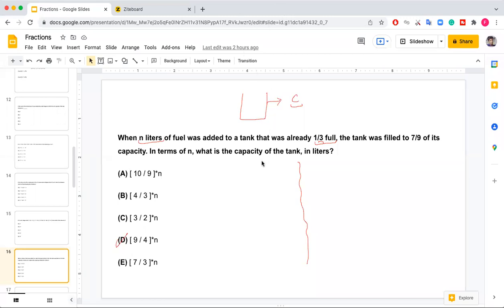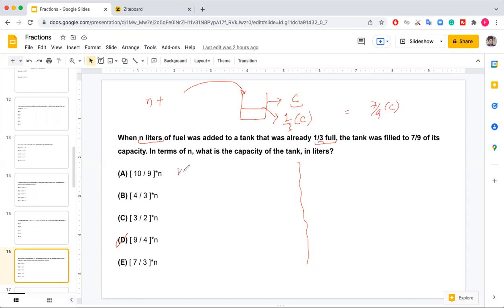Okay, so we have a tank, and let's call the capacity of the tank C, right? And we are adding n liters of fuel in that tank, and that tank is already 1/3 full. What does this mean? The tank is already filled to 1/3 of capacity, and we are adding n liters on that. And the result of that, after adding n, is that the tank has filled to 7/9 of capacity, right?